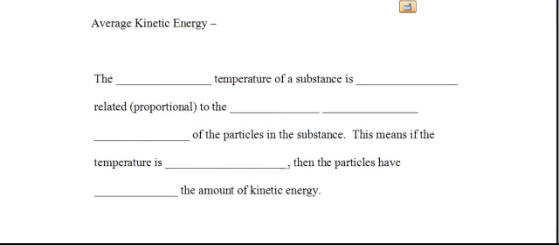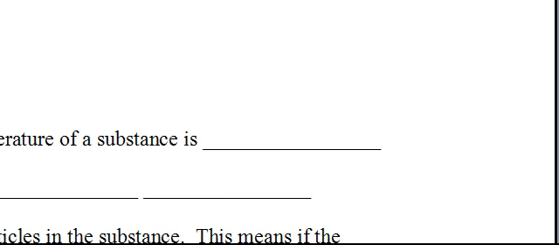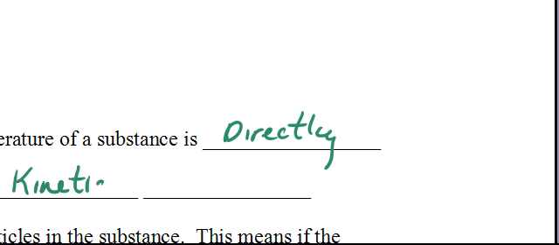The Kelvin temperature, or some people say the absolute temperature, of a substance is directly related, or proportional, to the kinetic energy. Or you can think about it in terms of speed, but we know that it's actually related to the square of the speed, but that's not the point right now.